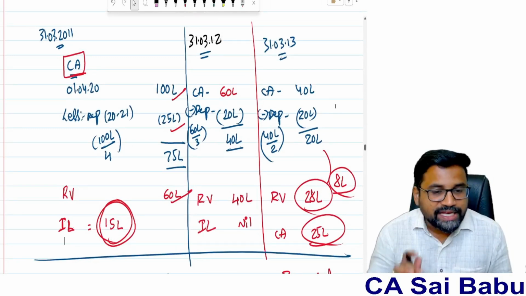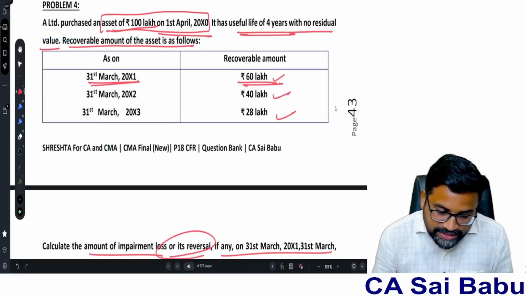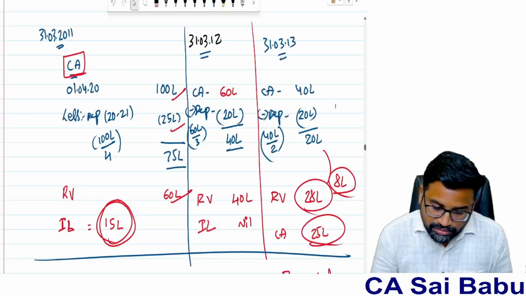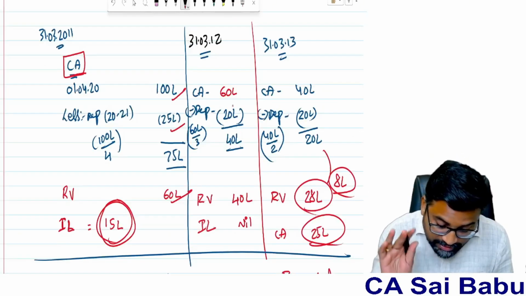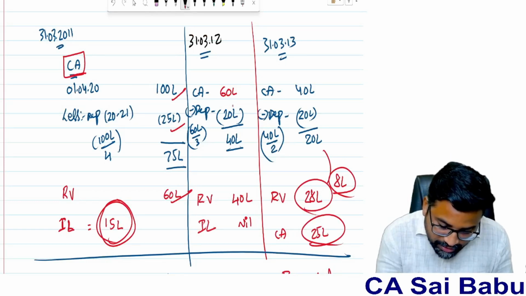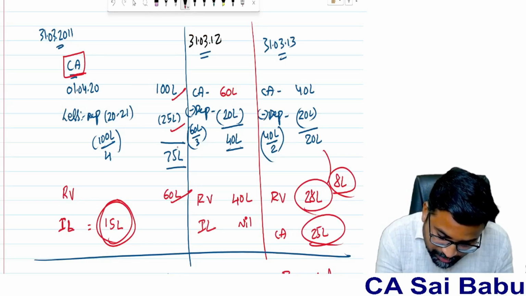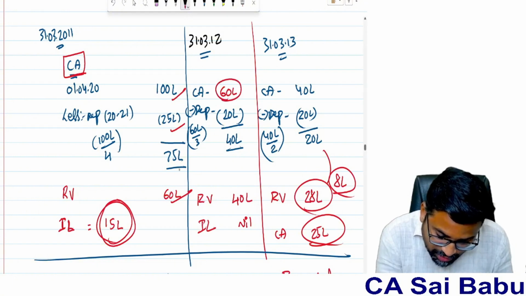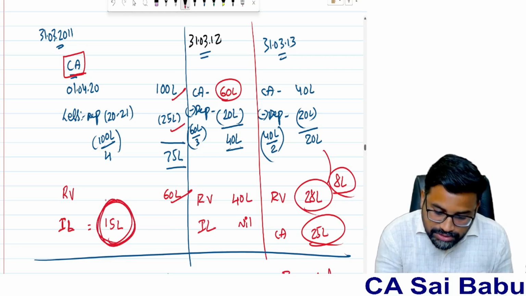Okay. Now come to the second year. Second year, what is the carrying amount? Another important point, listen. Second year, what is the remaining amount, sir? What is the carrying amount? 60 lakhs, because from 75 you reduced the impairment loss of 15 lakhs. So 60 lakhs.